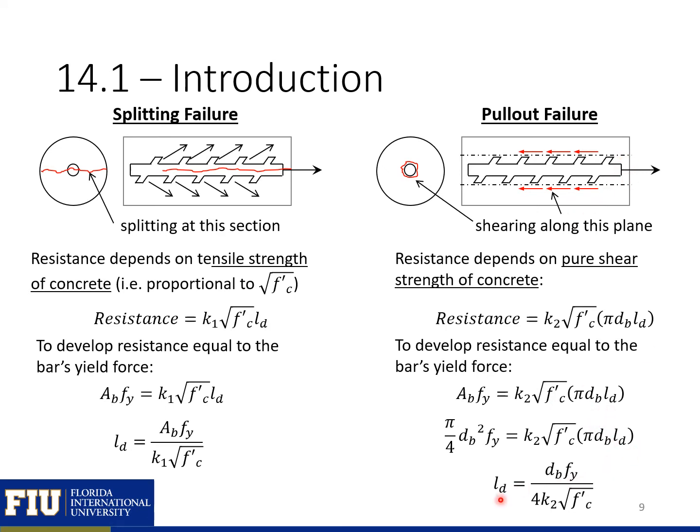So then we can solve for Ld, and you can see again it's proportional to Fy divided by the square root of f'c times the diameter of our bar. So you can see both of these have a similar form.